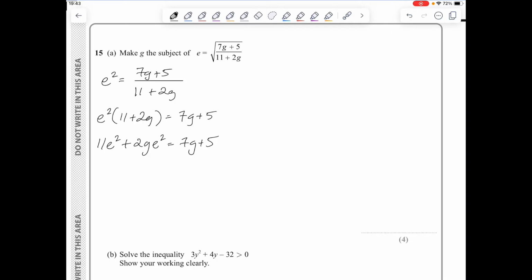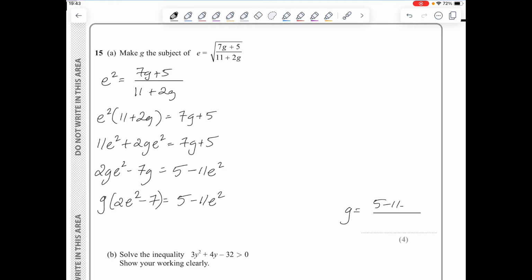Next, I will collect all terms with a g to the left. So 2g e squared minus 7g is equal to 5 minus 11e squared. Now I can take g as a common factor on the left. So g times (2e squared minus 7) is equal to 5 minus 11e squared. And finally, I can divide by the bracket to get g on its own. So g equals (5 minus 11e squared) over (2e squared minus 7).